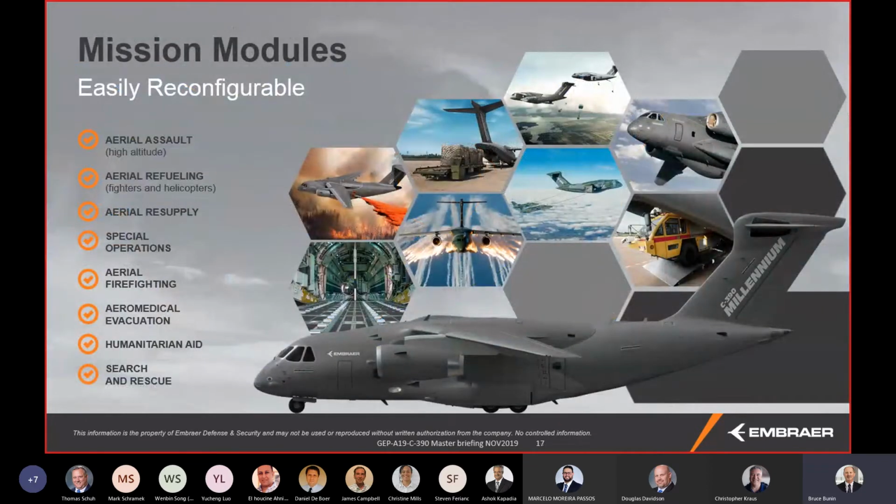I talked about this in the earlier slide about the flexibility of the airplane. So these are all the mission sets that the airplane is designed to do. Aerial assault, which is really a paratroop jump, which can be done either out the side paratroop doors with static line, or free fall out the side doors, or off the cargo ramp, which can be opened in flight. Aerial refueling, which is serving as a tanker airplane for both fighters and helicopters.